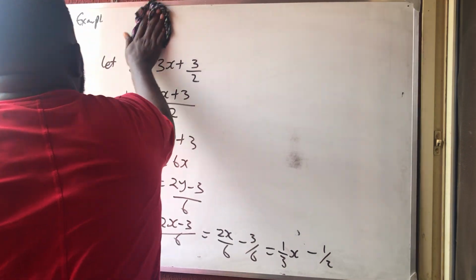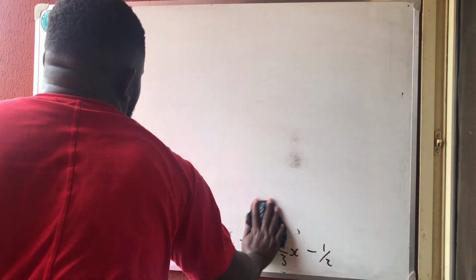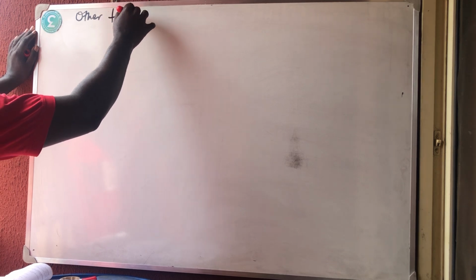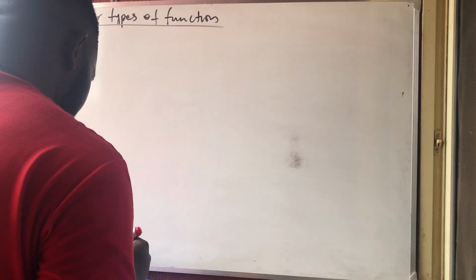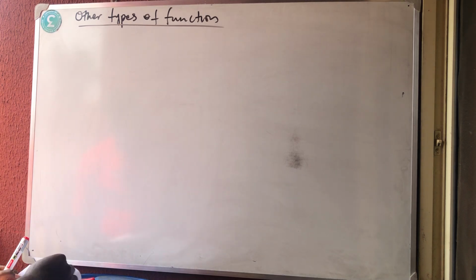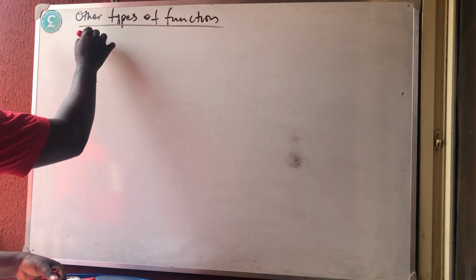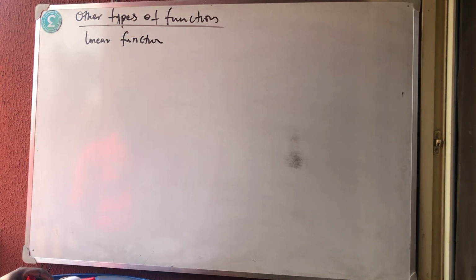So now let's go to other types of function. For other types of function, we have even function, odd function, and the rest of them. So let us do that. The first one we're having is the linear function. Now, how do you know that a function is linear?